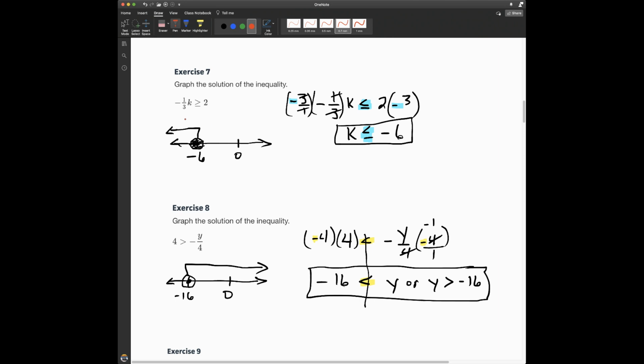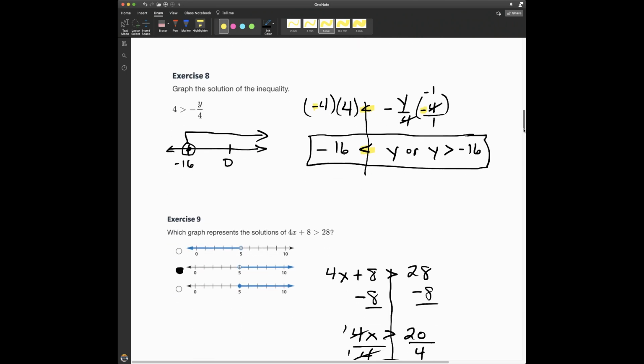Number 7, -1/3 times k. So now when I multiply by a negative number on both sides, I need to make sure that I switch the direction of the sign. So I did that. So k is less than or equal to -6. And I colored in the circle.